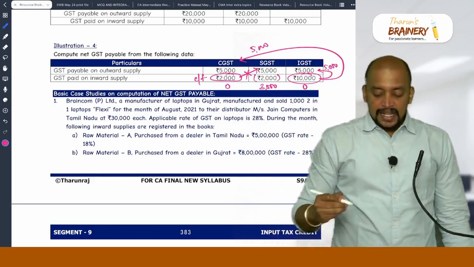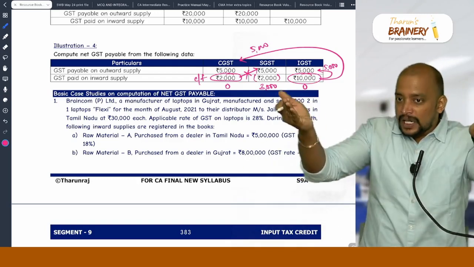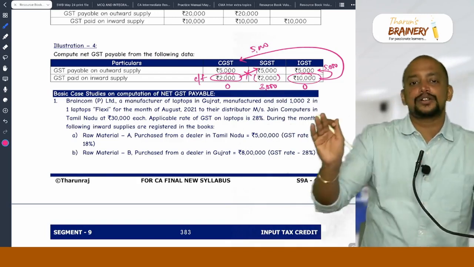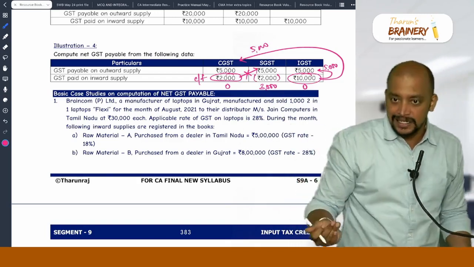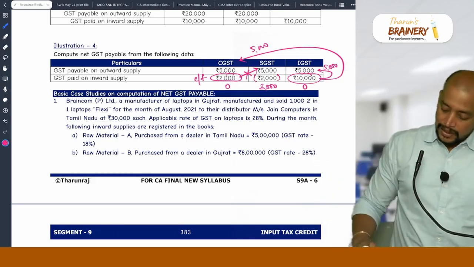And it is preferable to divide it equally because liability is equal, ITC is equal, so distribute the IGST credit also equally between this, so that will be easy, so that your net liability will become 1,000, okay. So let's work on that.